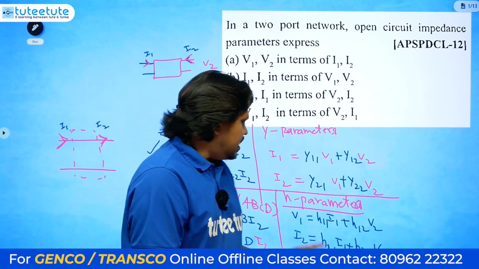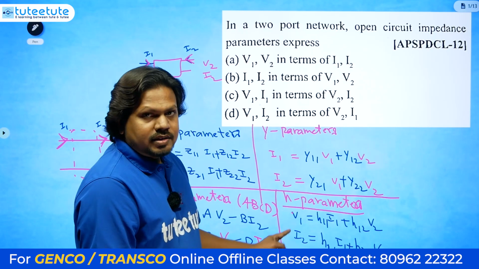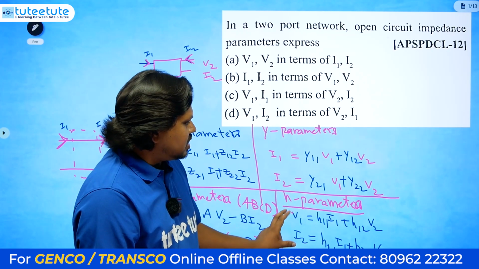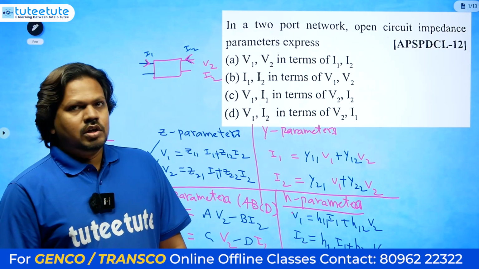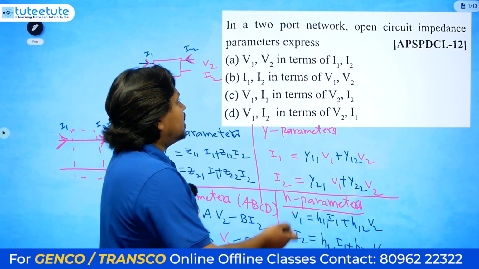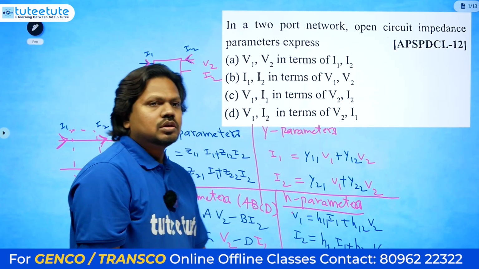So V1 and I2 are the dependents. These are the dependents on these currents and voltages. Like this we need to understand. So here also, what are we representing if they ask about the H parameter in this question? What do we need to get?